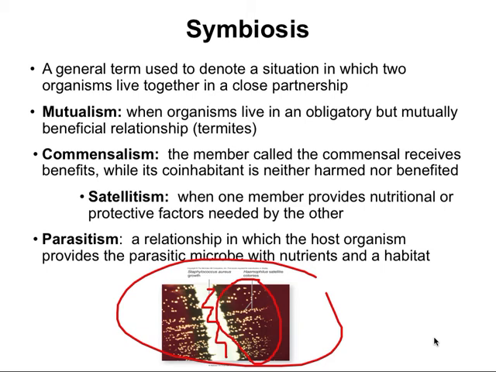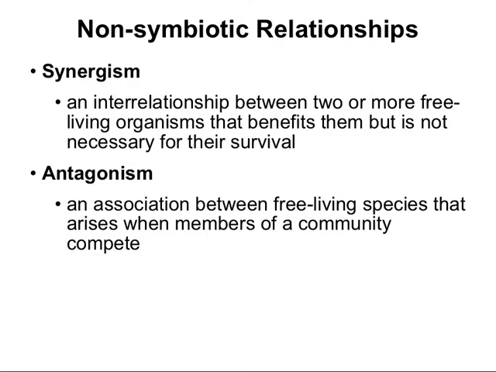So often in satellitism, one member breaks down a substance that would be toxic or inhibitory and thus kill the other member, or they provide some sort of growth factor that helps that bacteria grow where it would not normally be able to grow. There are basically two types of non-symbiotic relationships: synergism and antagonism. Synergism involves an interrelationship between two or more free-living organisms that benefits them but is not absolutely necessary for their survival. Biofilms are a great example of synergism.